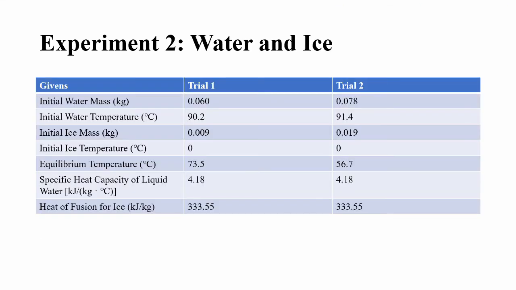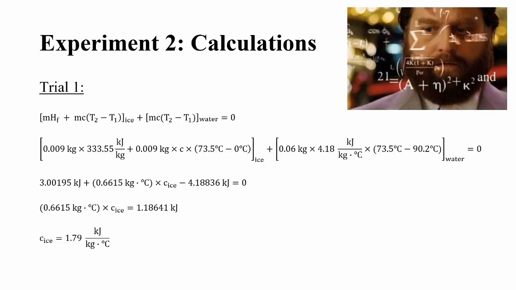Here is our experimental data for trial 1 and 2 of experiment 2. We plugged in the values from the previous slide into our equation, this time taking latent energy into account for the ice, and got that the specific heat capacity of the ice was 1.79. We repeated this calculation for trial 2 and got a specific heat capacity of 4.62.